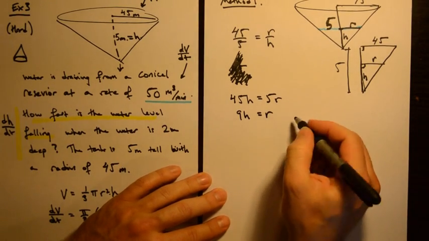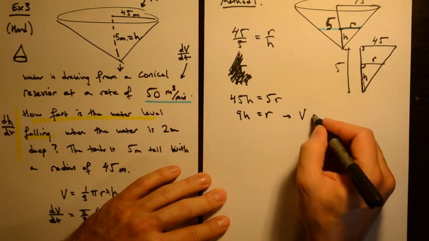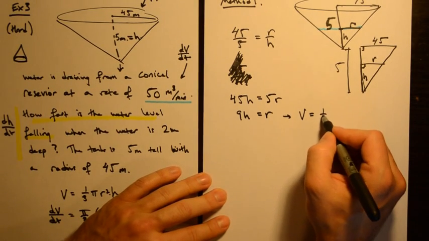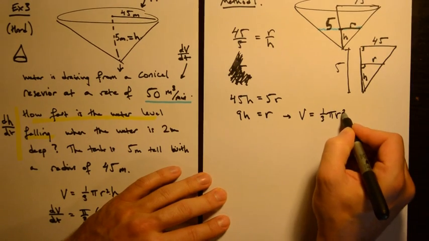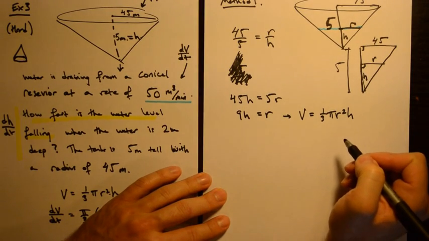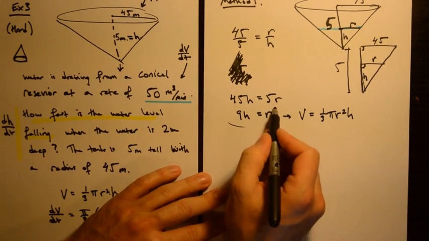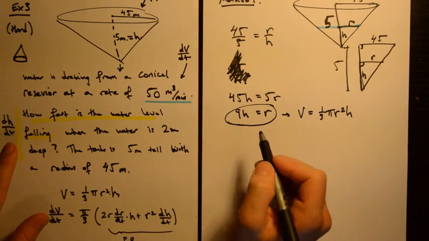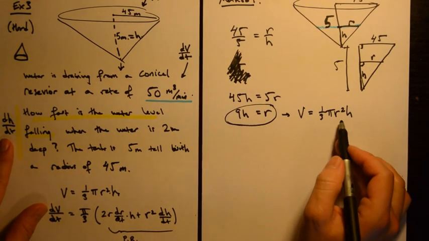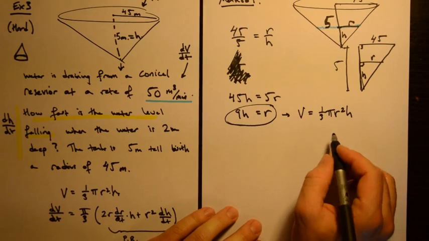And so we can use this in the volume equation to simplify 1/3 pi r squared h with this relationship right here. Because recall, what we want is dh/dt. So if we can get rid of r in this equation, that's a benefit.